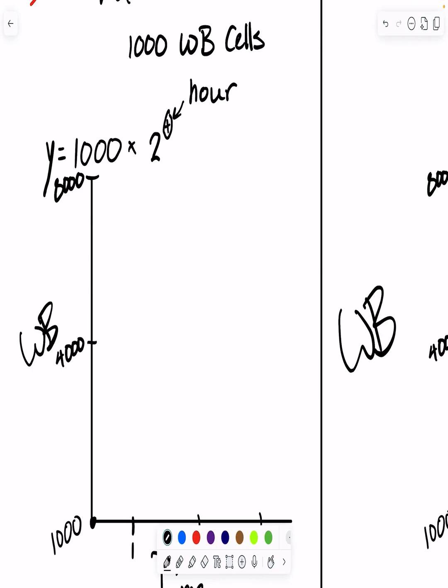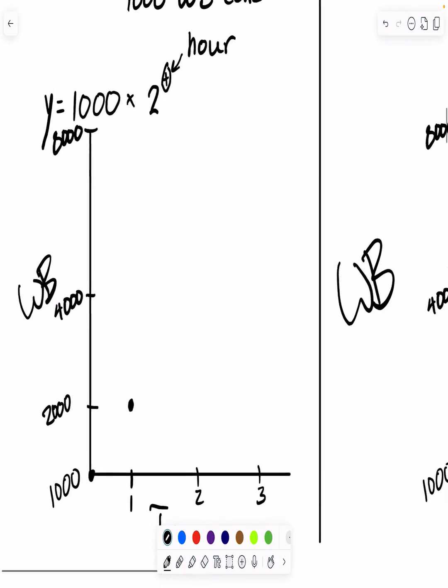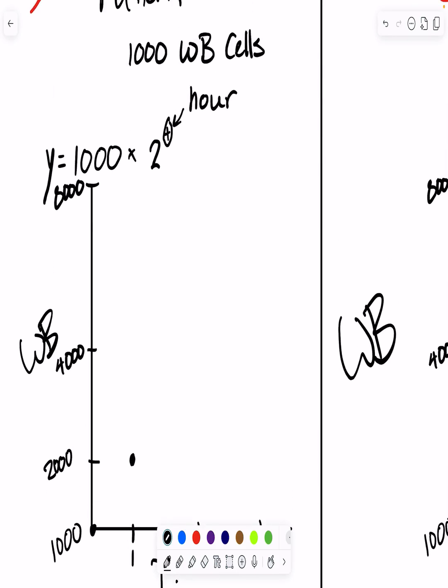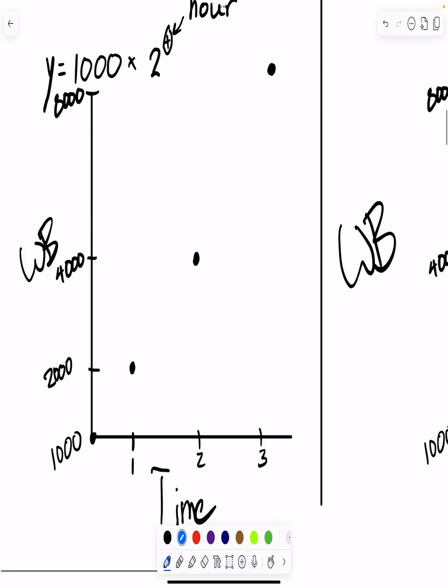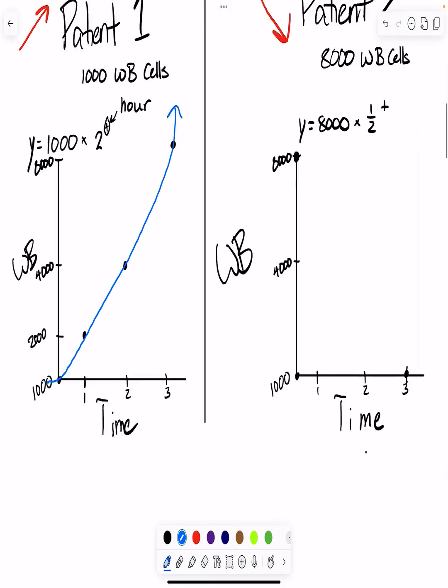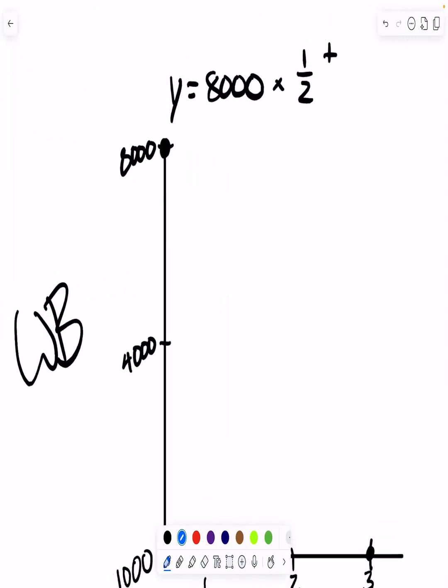So if we graph that coordinate point, that'd be somewhere here. And let's say that after 2 hours, 2 to the power of 2 is 4 times 1,000 is 4,000. That's somewhere up here. Then let's say that after 3 hours, 2 to the power of 3 is 8 times 1,000 is 8,000. That's somewhere way up here. So if we were to graph this, it would look something like this. Exponential growth.